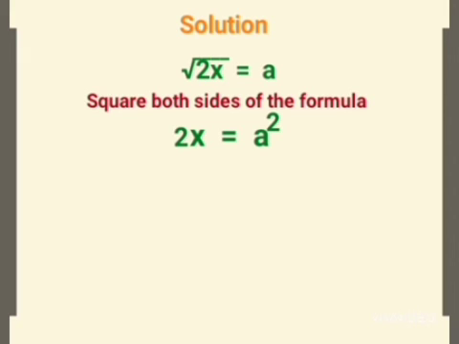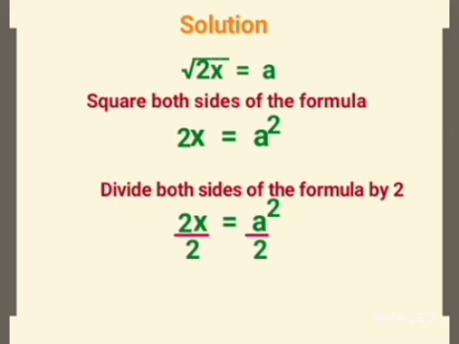Now, the coefficient of x is 2. To remove the coefficient of x so that x can stand alone, divide both sides of the formula by 2. 2 cancels out 2. The answer is x equals a squared over 2.